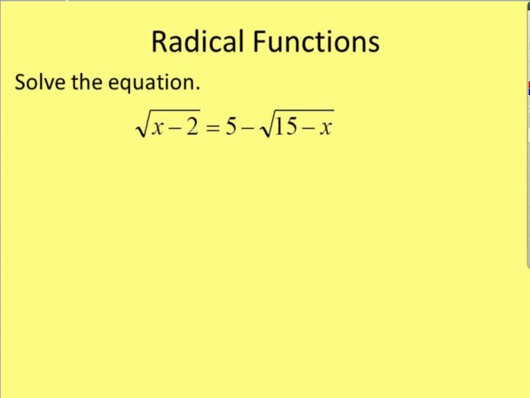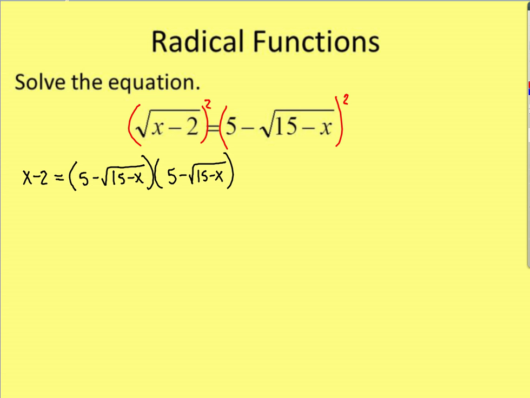So we are going to start by trying to get rid of the square root that's on the left side first. To get rid of that square root, we are going to square both sides. When we square the left side, that square is just going to cancel our square root. We're just left with x minus 2. On the right side, we have a binomial squared, and a binomial squared just means you can write that binomial twice, and we're going to multiply. So we have 5 minus radical 15 minus x times 5 minus radical 15 minus x.